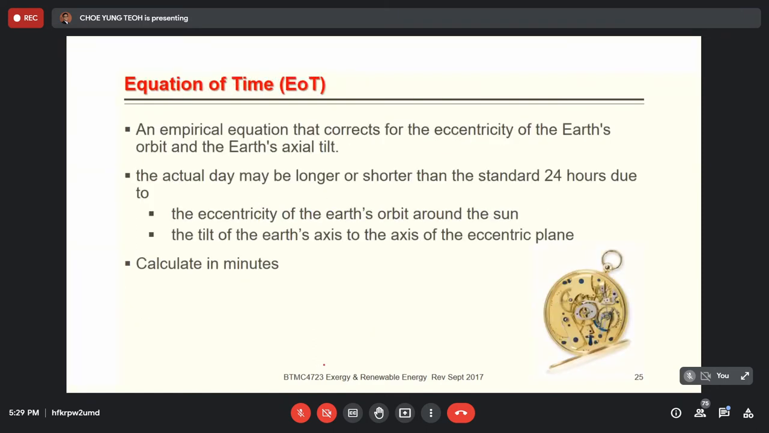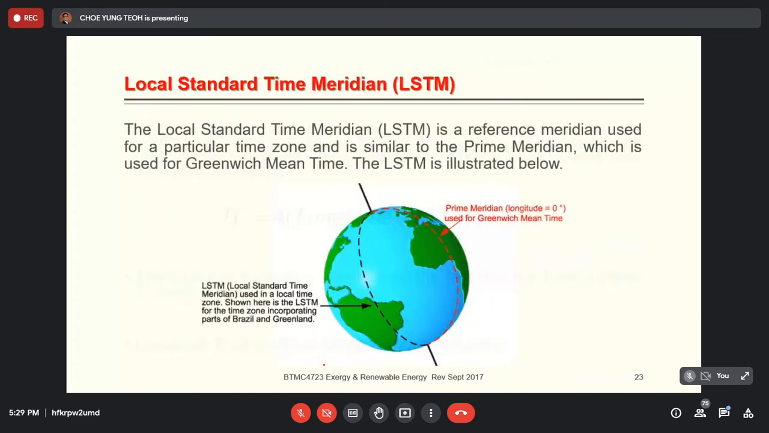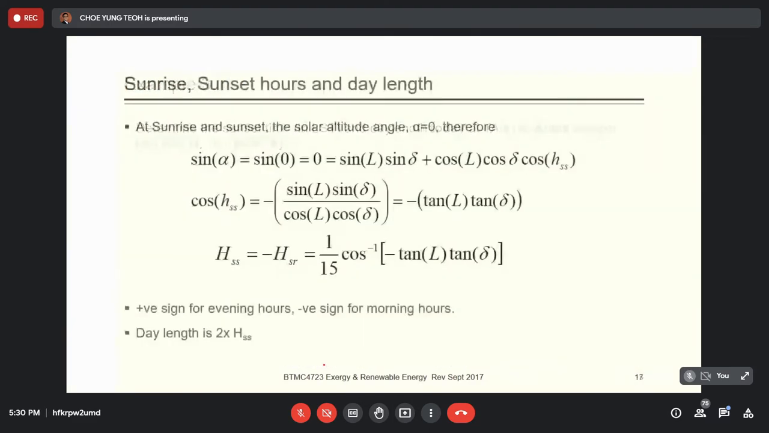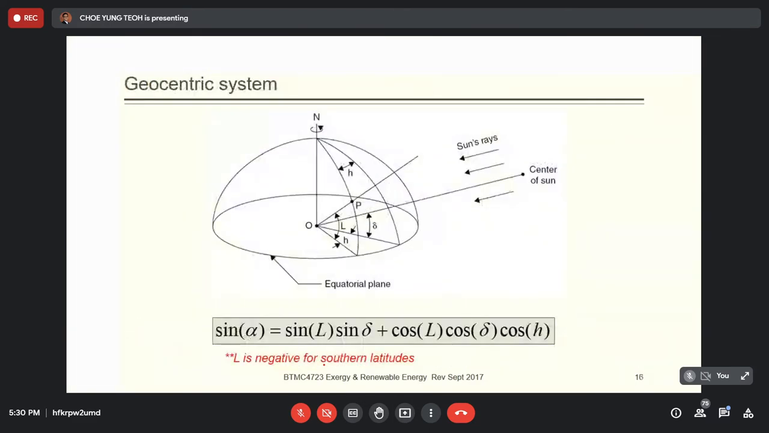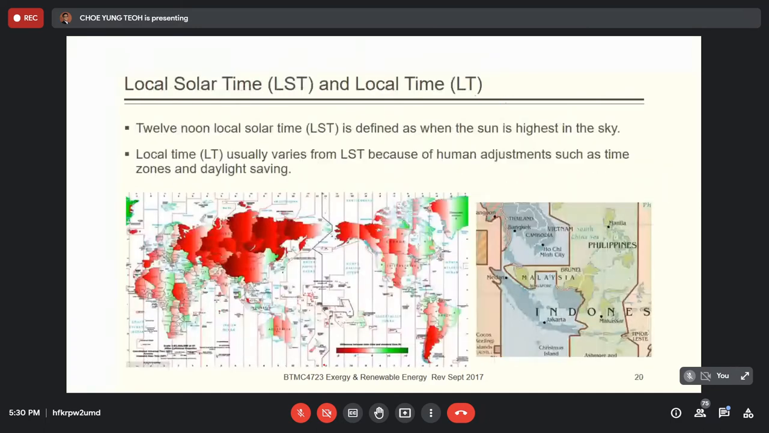Now we talk about the equation of time. The equation of time is an empirical equation that corrects for the eccentricity of Earth's orbit and Earth's axial tilt. Maybe I start to explain first. The rotation of Earth, one complete revolution, is not 24 hours, but actually it's only 23.9 hours. Maybe I look at this slide.